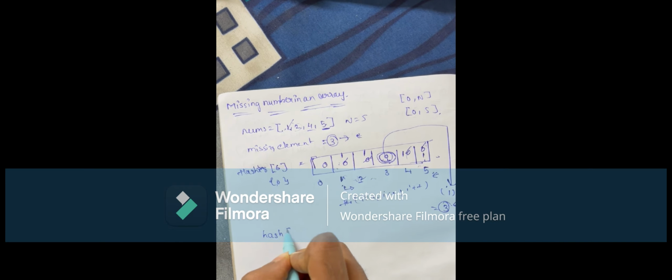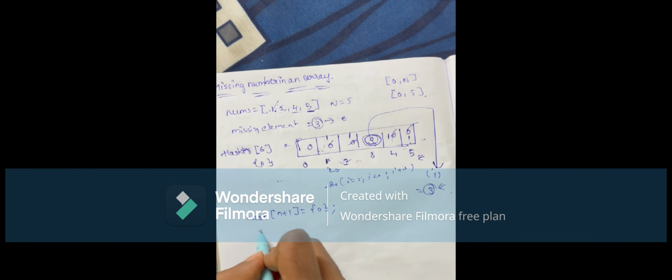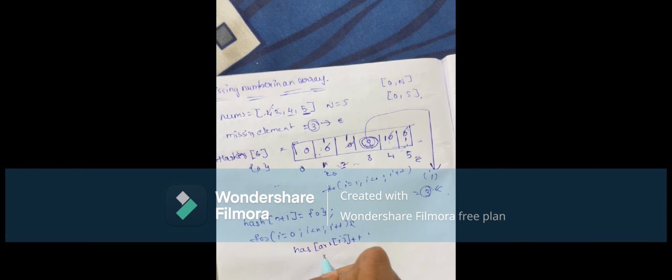So let's declare a hash array of size n plus 1. After that, we're going to use a loop, i is equal to 0 till i less than n, i plus plus, and we're going to increment the hash array if we found the value. For example, let's take 1.